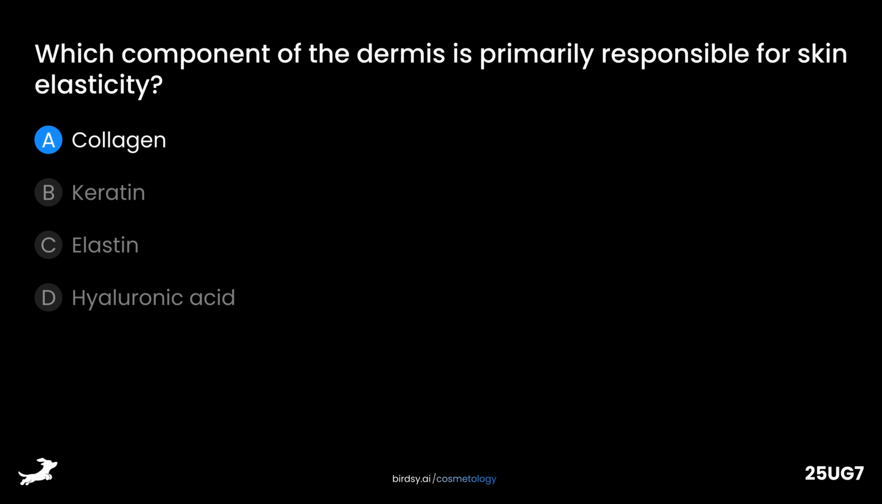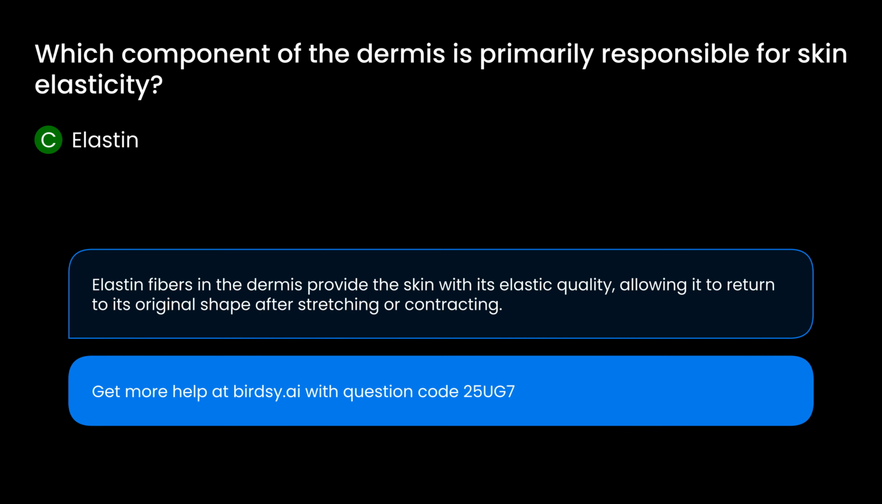Which component of the dermis is primarily responsible for skin elasticity? Is it A, collagen, B, keratin, C, elastin, or D, hyaluronic acid? The answer is C, elastin. Elastin fibers in the dermis provide the skin with its elastic quality, allowing it to return to its original shape after stretching or contracting.